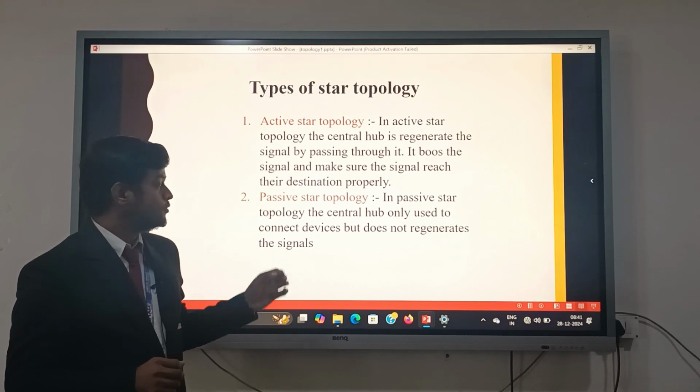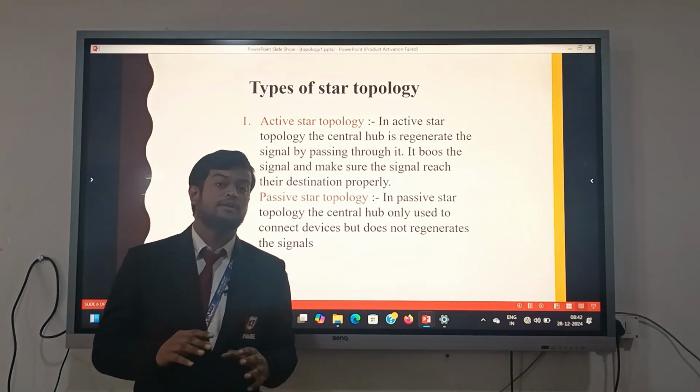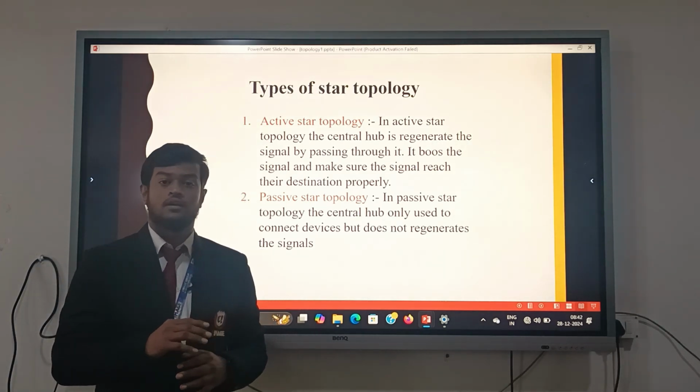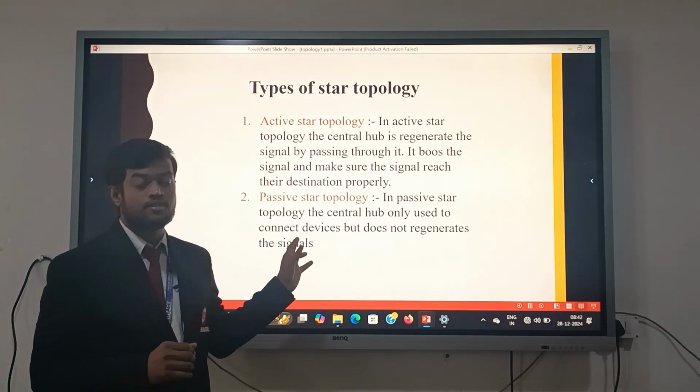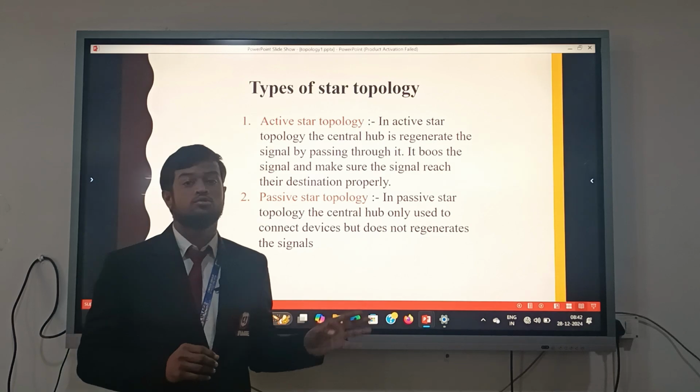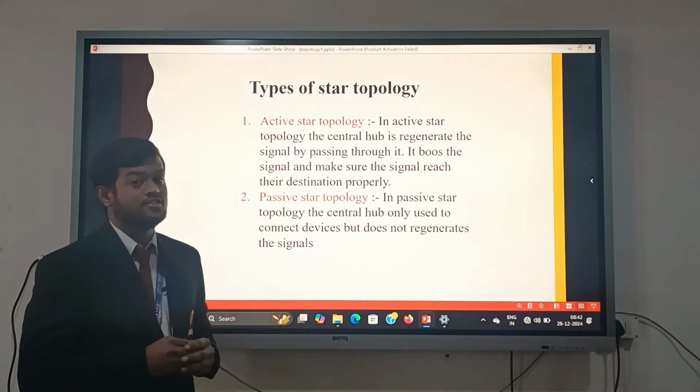In passive star topology, there is no concept of regeneration, and it cannot boost the signal. Passive star topology is only used to connect devices.